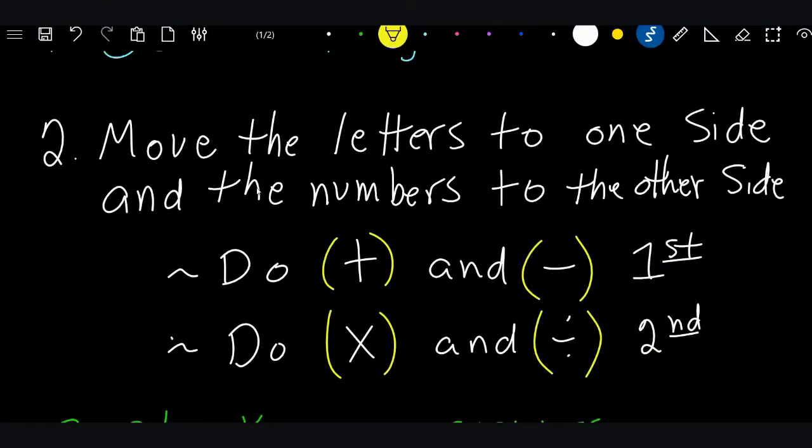So follow these steps. Move the letters to one side and the numbers to the other side. Do the addition and the subtraction first. Then do the multiplication and the division. Now, you should be writing this down. I'm not standing next to you right now, but my guess is that there's a lot of you watching this who are not writing it down. You're like, okay. And you're going to forget everything that I'm teaching you.